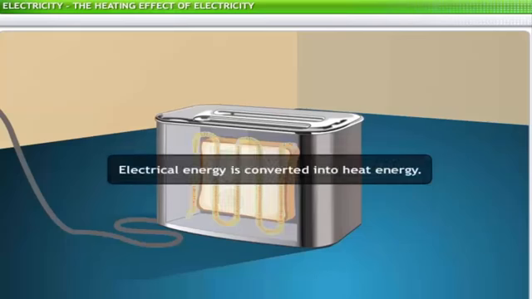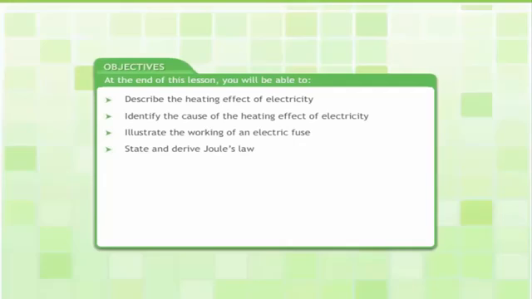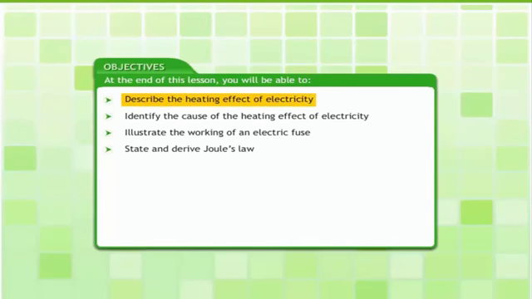Electric appliances convert electricity into heat energy, providing you energy in a form that you can use. In this lesson, you will learn how electrical energy transforms into heat energy. At the end of this lesson, you will be able to describe the heating effect of electricity, identify the cause of the heating effect of electricity, illustrate the working of an electric fuse, state and derive Joule's law.